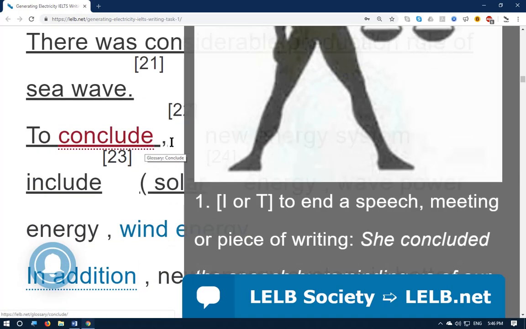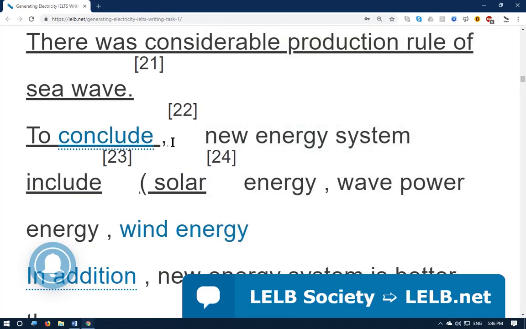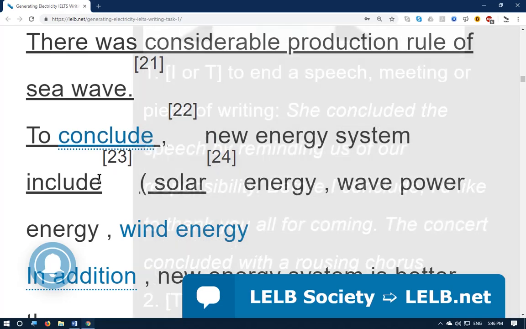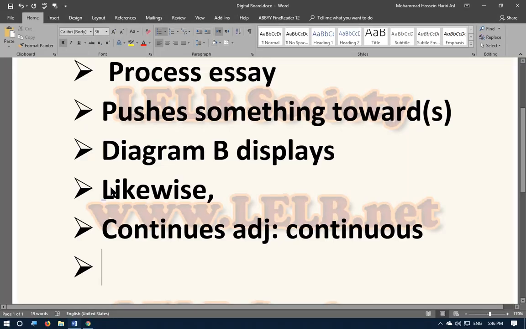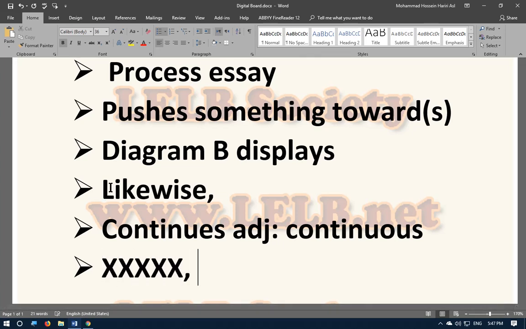To conclude, as I said, in a process essay, it's better not to conclude because actually there is no conclusion to make. New energy system including. It must be including. Remember, including, if you are talking about x, comma, including x, y, z, etc.